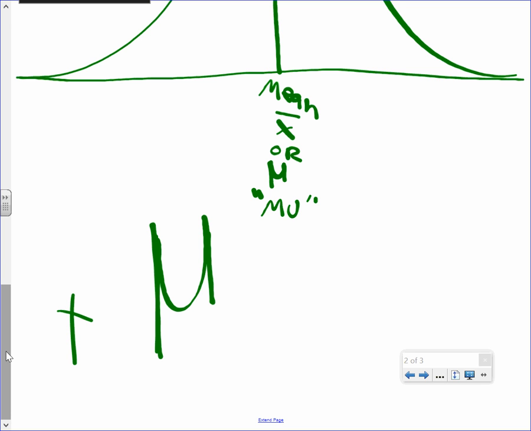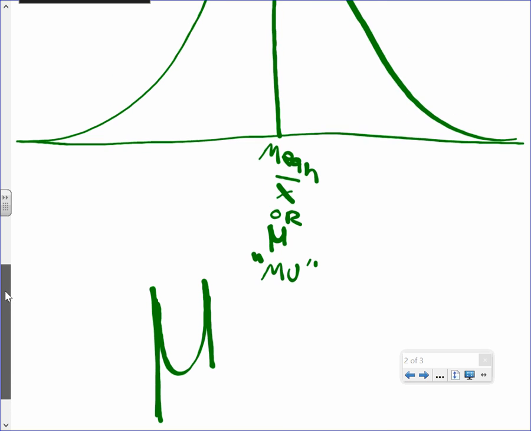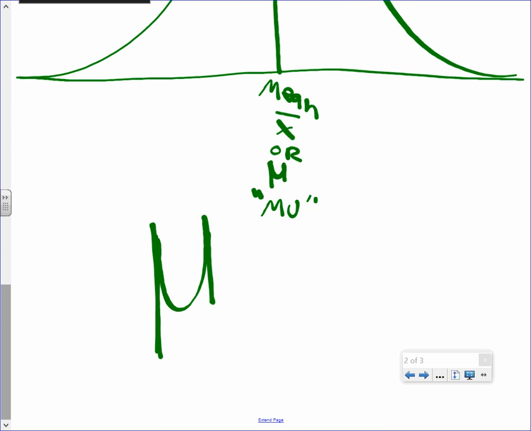So the Greek variable now is mu. Like rhymes with new, but it's mu. Mu is going to designate the mean. No more X bar. That's kiddie stuff. You guys are seniors. You guys are on your way to college. We're playing the big leagues now. So here we go. So we got the mu, which is your mean.